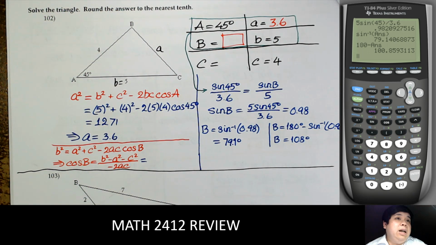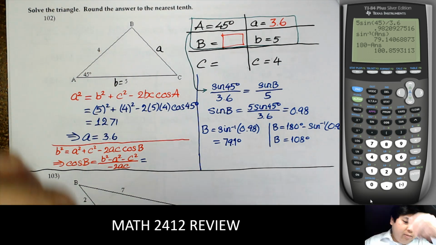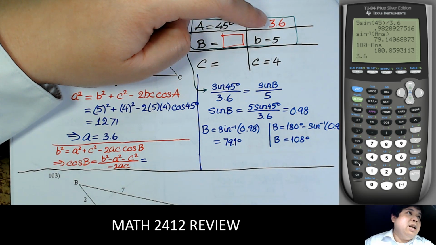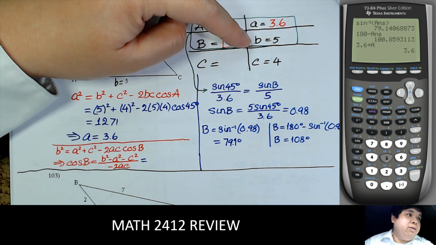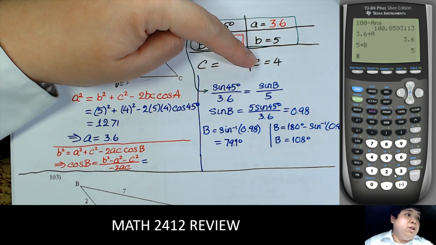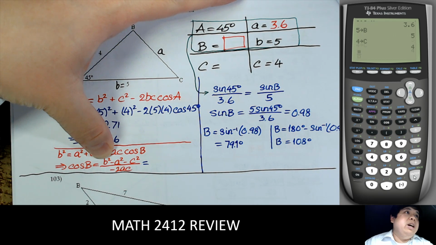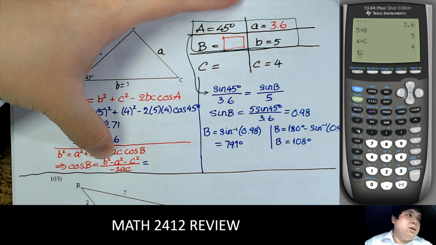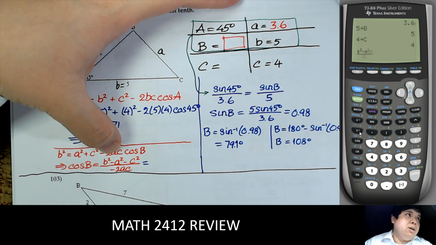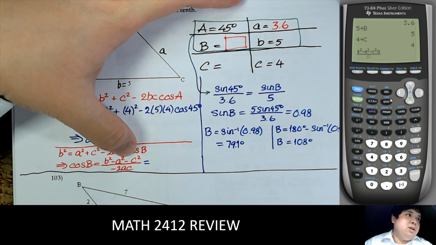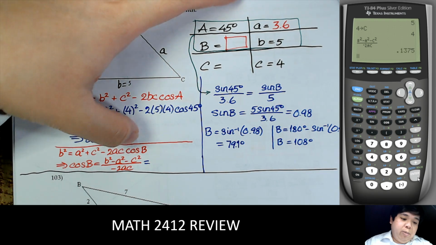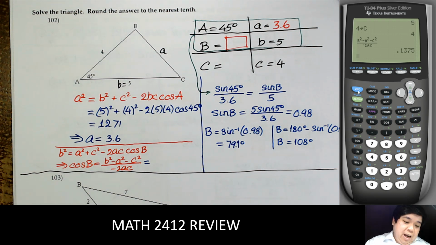Right. Let's try this. We can also use this on the calculator. I'll store all the values I have. 3.6, let's store that into A. 5 store into B. And 4 store into C, and then just enter that formula. Alpha y equal to, give us fraction, b squared minus a squared minus c squared over minus 2 a c. We have 0.1375, and then cosine inverse of that. Copy and paste. Right, 82 degrees.